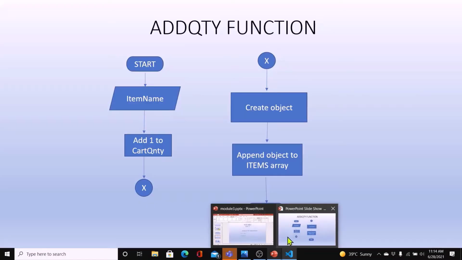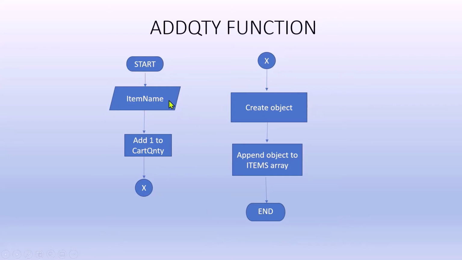So once that parameter comes in, then what do we need to do next? The user's cart has to have the number of items increase by 1. So that's what we're doing here. We're saying add 1 to cart quantity.